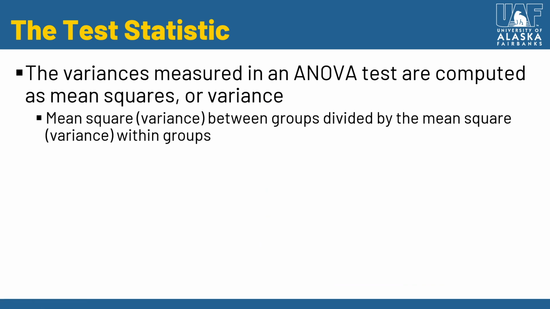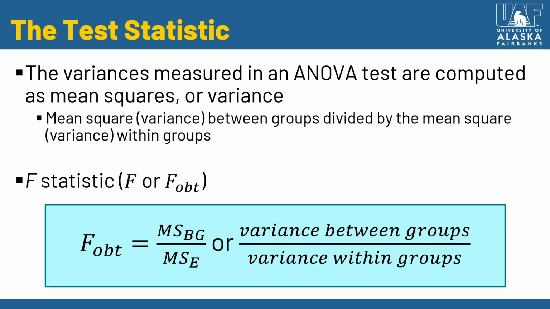Okay, the test statistic. I guess we'll start with the equation and work backwards. F obtained, our F statistic, is a simple division. Ultimately, what we're doing here is testing the two sources of variation we talked about. So here we're looking at the variance between groups divided by the variance within groups, right? That's because ultimately we're trying to parcel out the variance between groups.